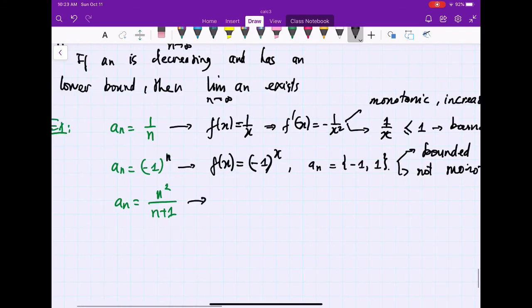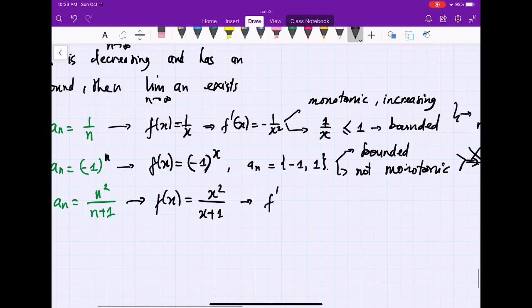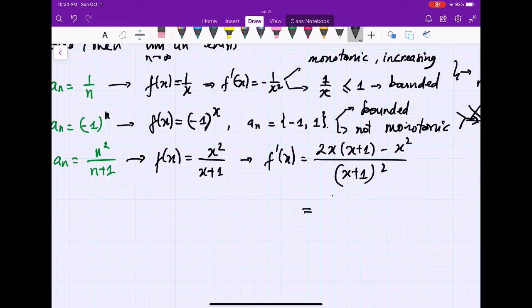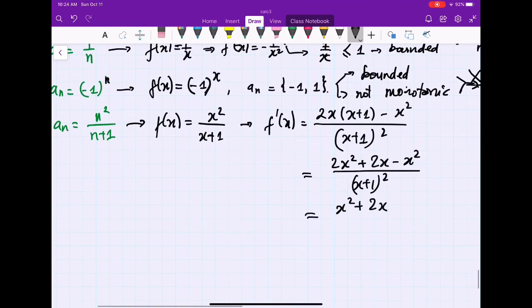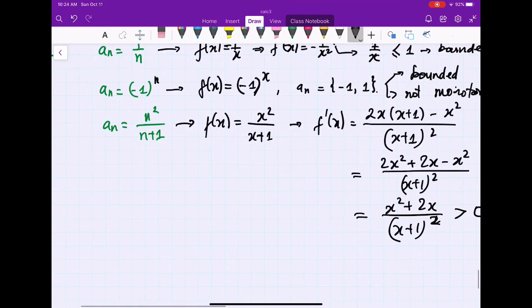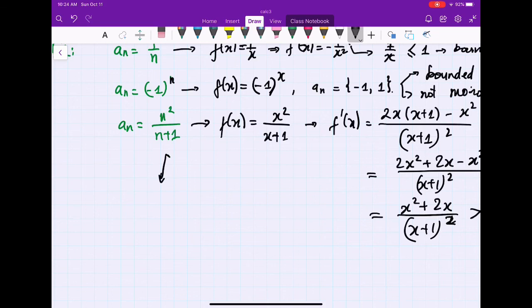All right, the last example: f of x is equal to x squared over x plus 1. Again, you can find the derivative. This is equal to 2x times (x plus 1) minus x squared, over (x plus 1) squared. So you have 2x squared plus 2x minus x squared over (x plus 1) squared, and that is x squared plus 2x over (x plus 1) squared. This is always positive for x greater than 0. So the function is monotonic.